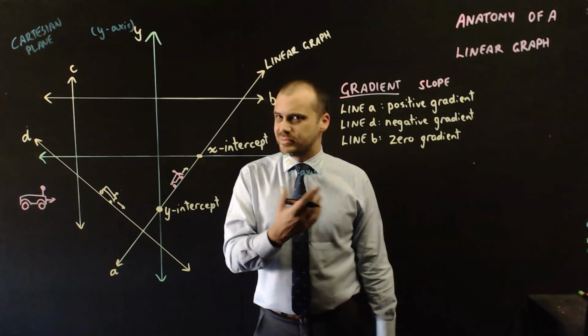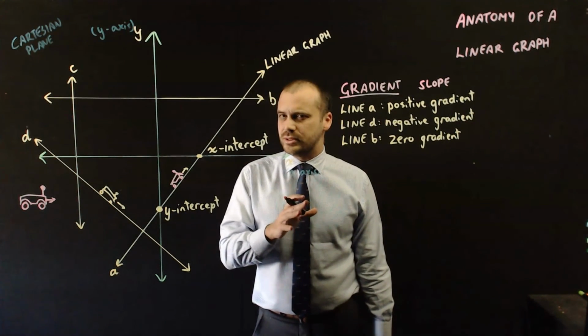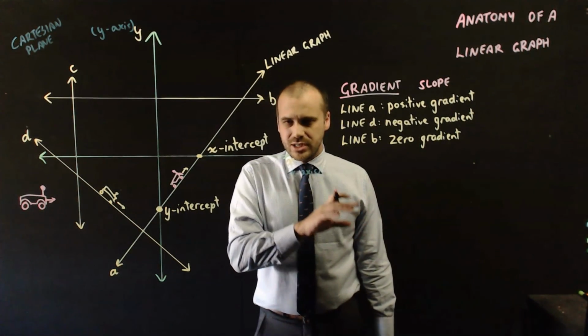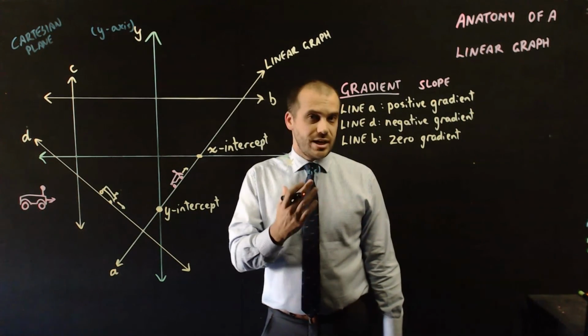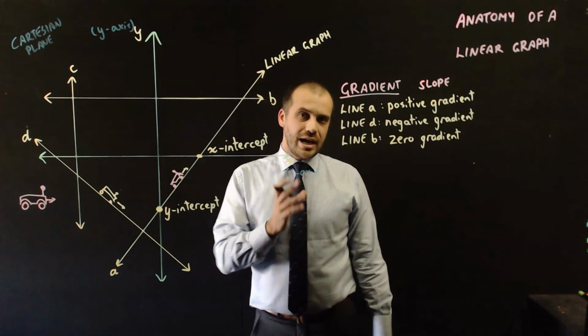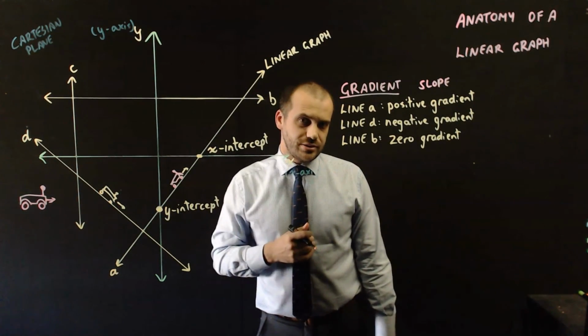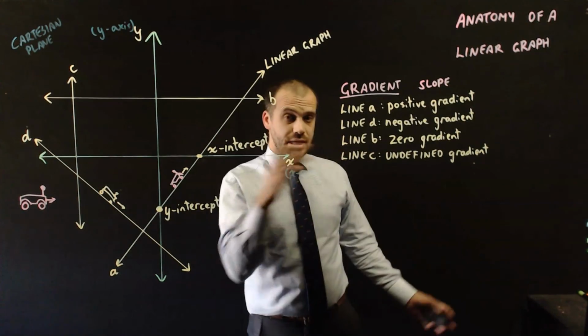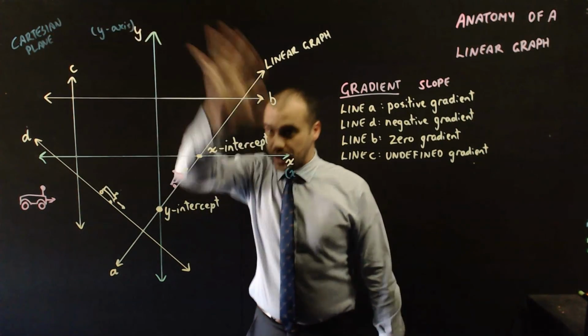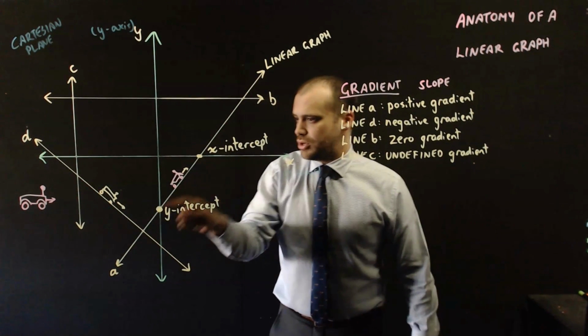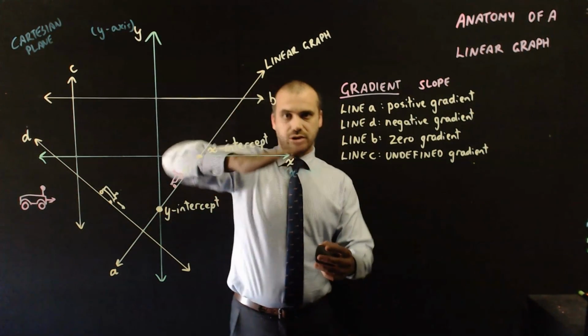Well, that's a bit iffy as well. But the word undefined is something that we'll talk about in future. But for now, it's enough to say that a vertical line has an undefined gradient. And that is the anatomy of a linear graph. X-axis, y-axis, Cartesian plane, x-intercept, y-intercept, slope.